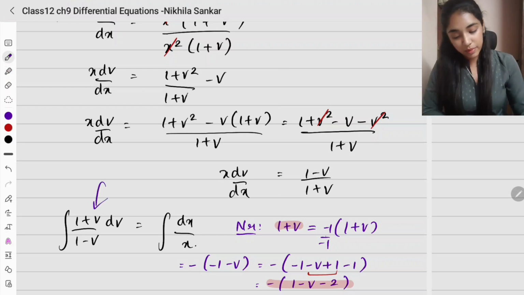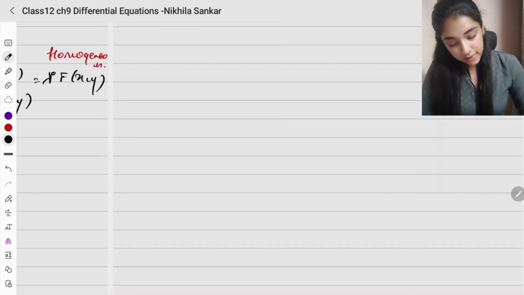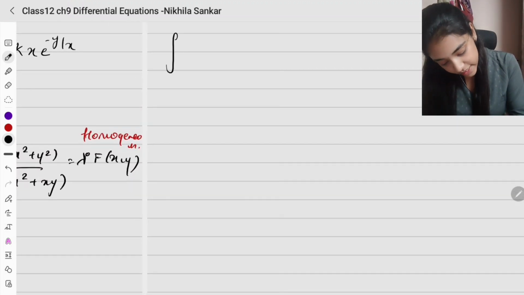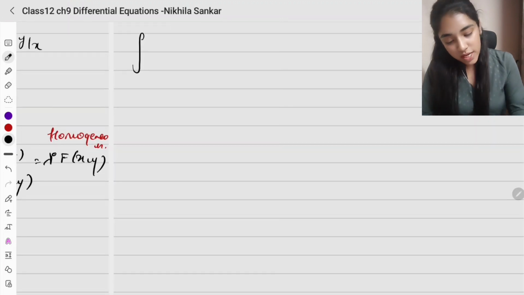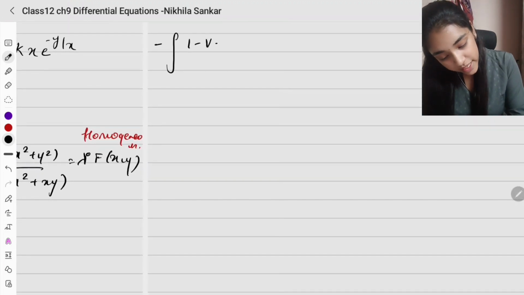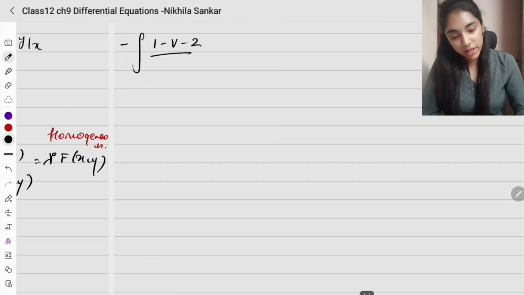நம்ம left hand side integral இப்போ எப்படி இருக்க போகுதுன்னா, you have integral instead of the numerator 1 plus v, I'm going to have minus of 1 minus v minus 2. So the minus வெளியில எடுத்துட்டு I'll have 1 minus v minus 2 the whole divided by the denominator 1 minus v.